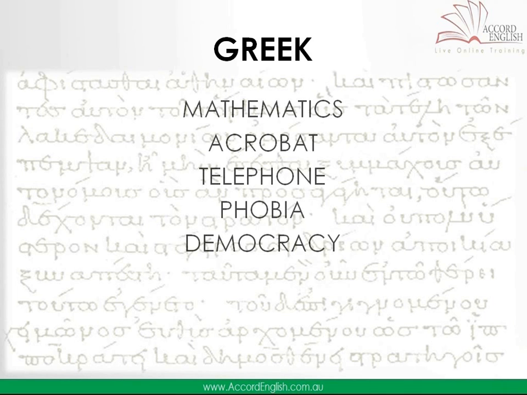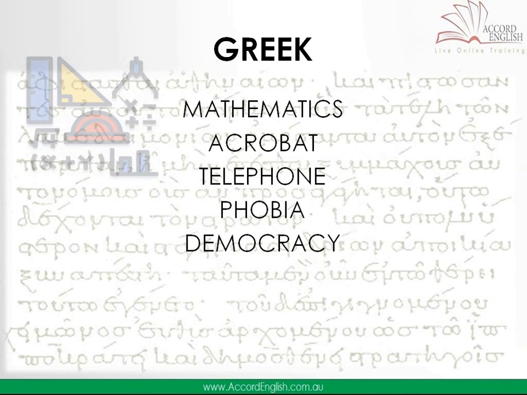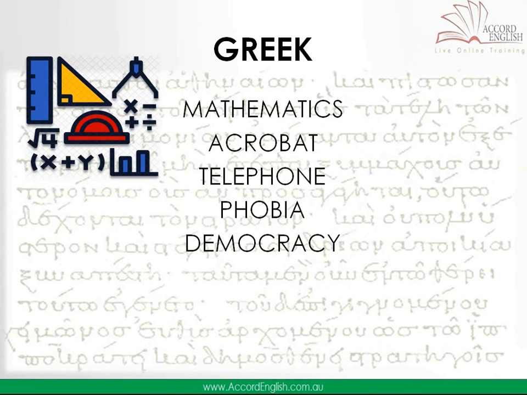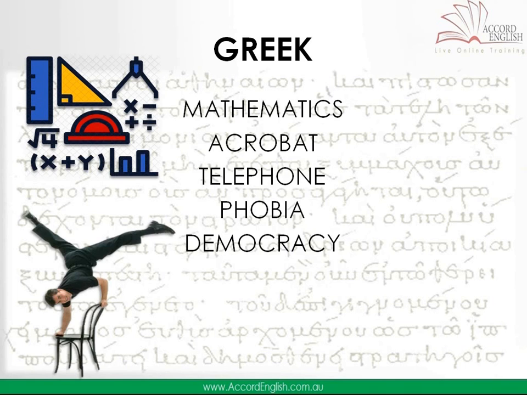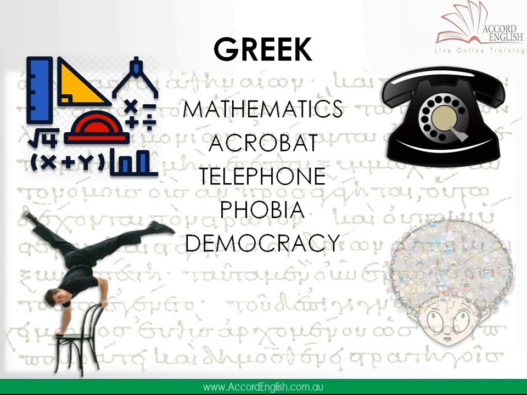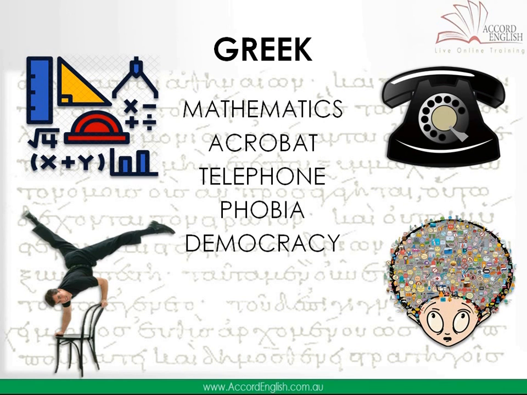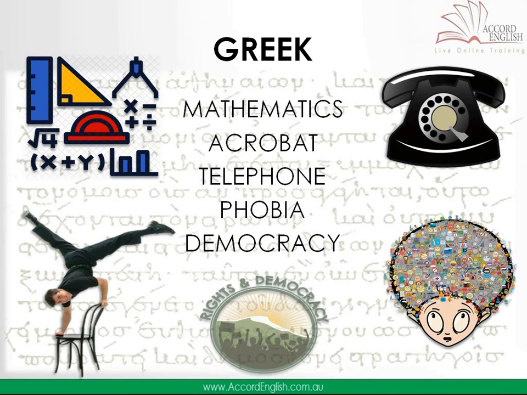Now let's have a look at the language of Greek, which has significantly contributed to the English language. Here we have the words mathematics, which obviously means the science of numbers; acrobat, which means an athlete who can perform various stunts and acts. We have telephone, which is a device to communicate. Phobia is a fear of anything, or sometimes a certain fear that's been there for a very long time with a person or an individual. And finally we have the word democracy, which means the will of people or thoughts of people.